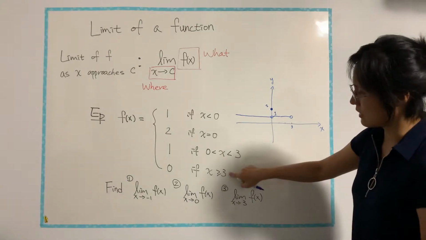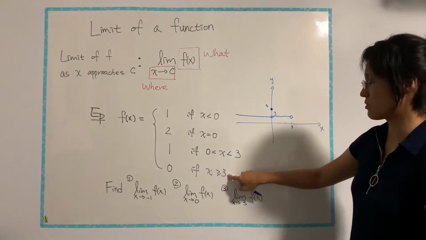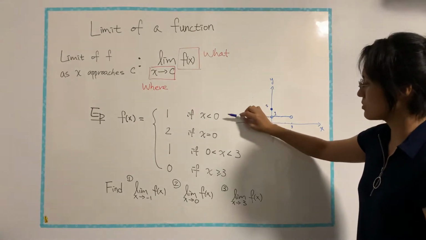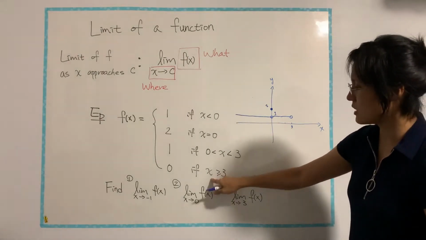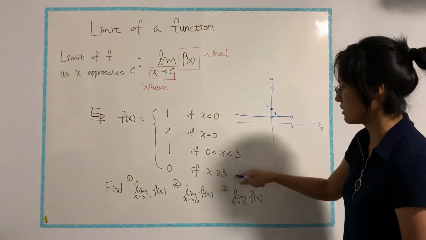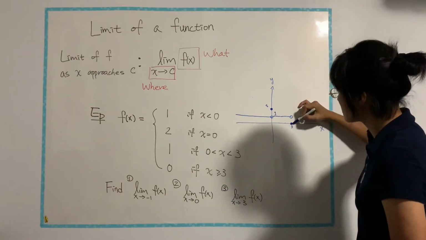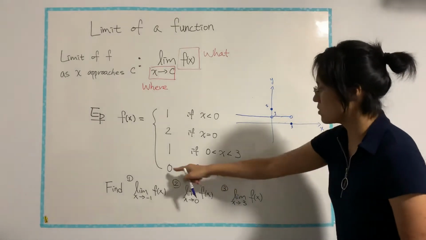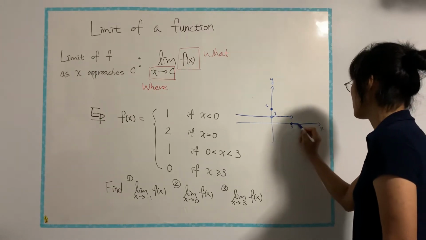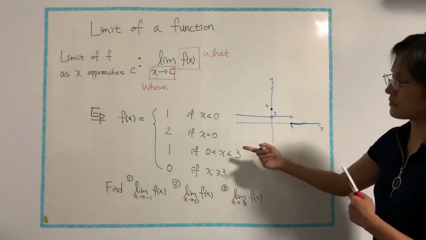Then let's read the last piece. When x is greater than or equal to 3, the output value is 0. So when x equals 3, it's here, right? 3 satisfies the condition of belonging to the range greater than or equal to 3, so my corresponding output value is 0, and it's all 0 all the way to the right of 3, like that. So what you see here is the graph of the given function f.